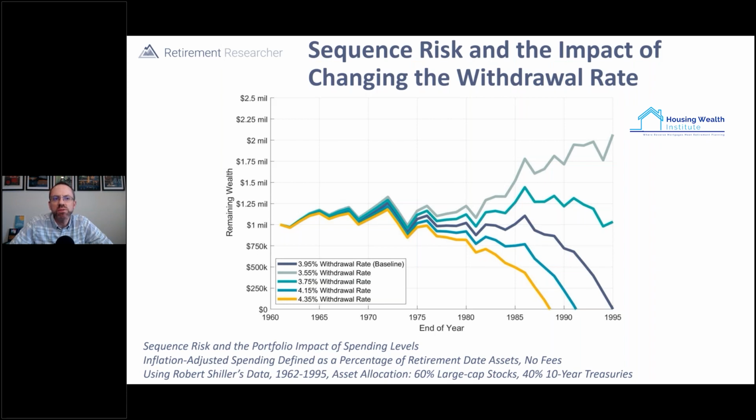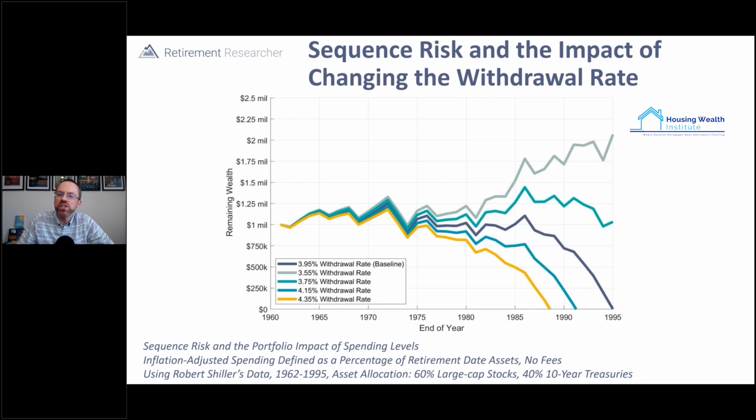Now, if I could have just spent 0.2% less, or I used a 3.75% withdrawal rate instead of 3.95%, I would not have depleted my portfolio in 1995. I actually would have preserved my principal. If I had $1 million in 1962, I'd still have $1 million in 1995 if I just used 20 basis points less as my withdrawal rate, 3.75 instead of 3.95.